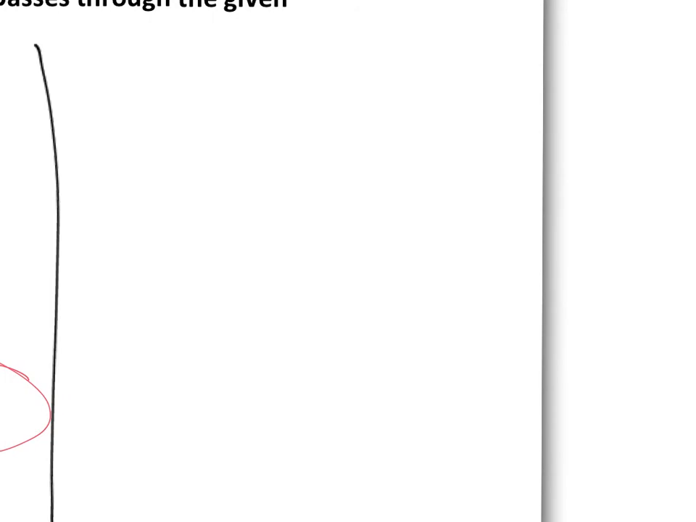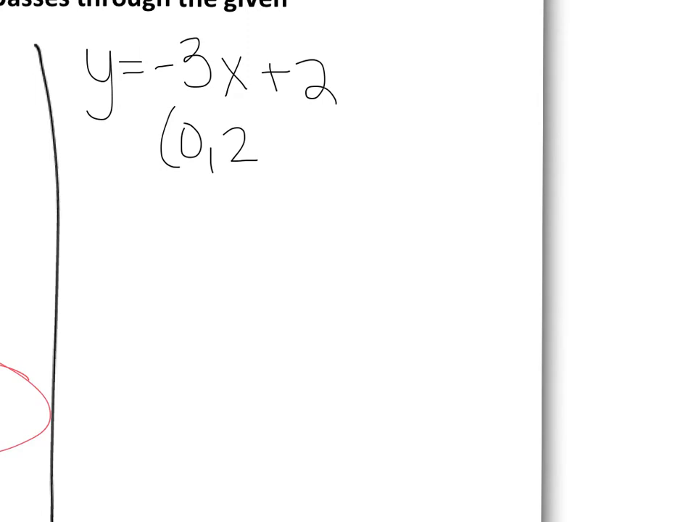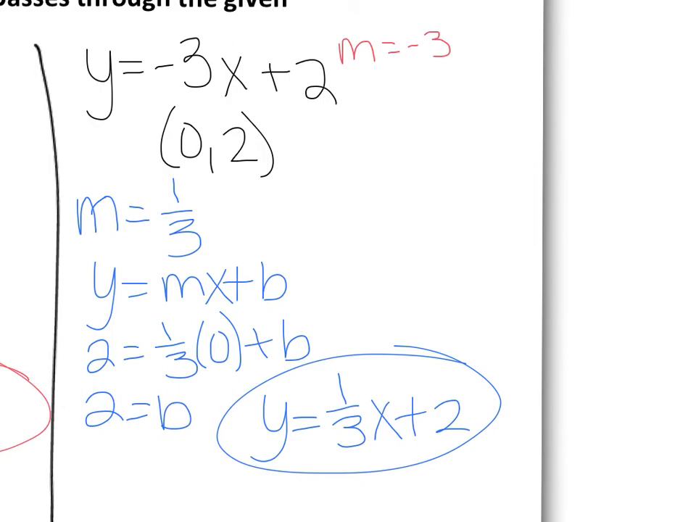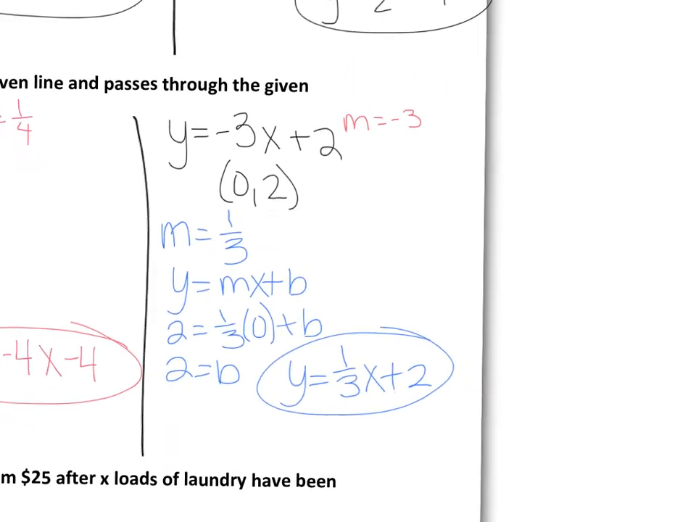Okay, I want you guys to do the last one on your own. Write me the equation of the line that is perpendicular to y equals -3x plus 2 and passes through the point (0, 2). Go ahead and pause the video and then check your answer. Okay, you should have got y equals 1/3 x plus 2.